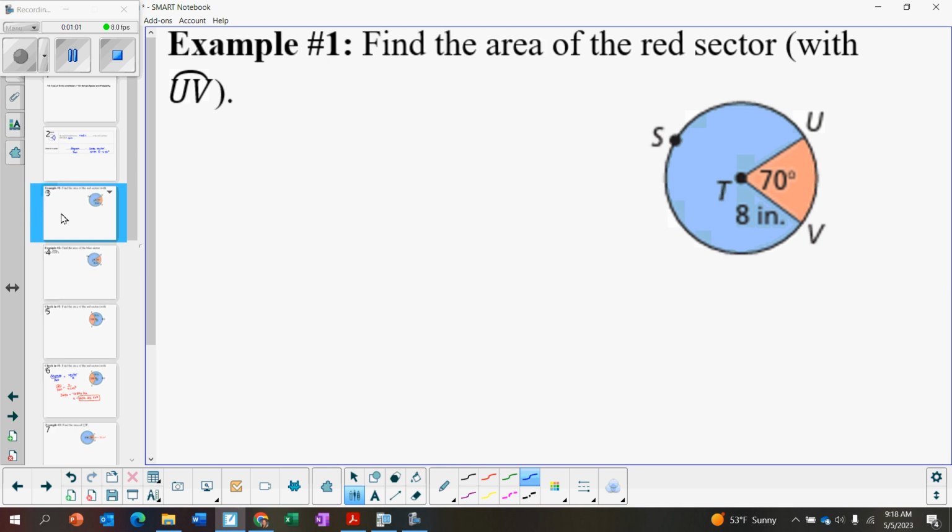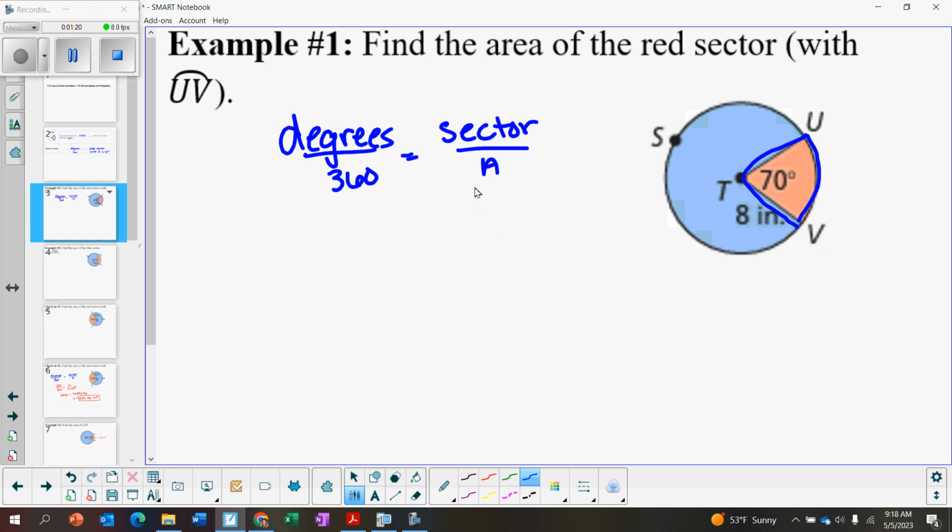So our first example, we want to find the area of the red sector, and that's the one that has an arc of UV. So I'm finding this sector right here. Knowing that, I'm going to use degrees over 360 equals the sector's area over the whole area. We're going to have 70 over 360. Area of the sector is what we're looking for, so x over, and the area of the circle using pi r squared, we know r is 8, is pi 8 squared.